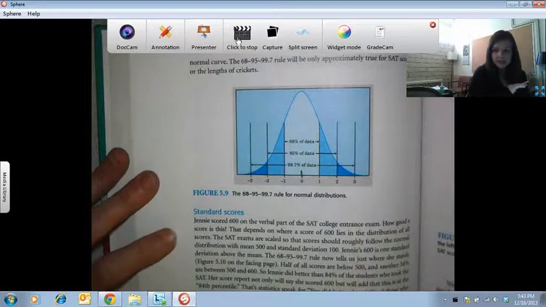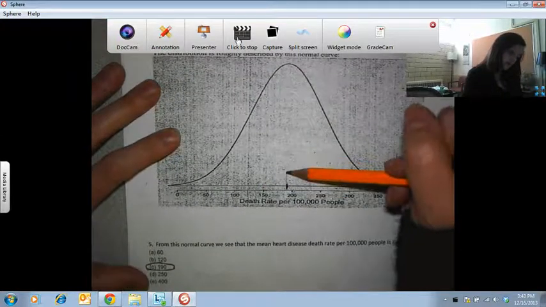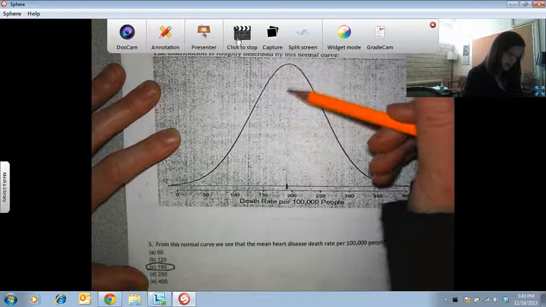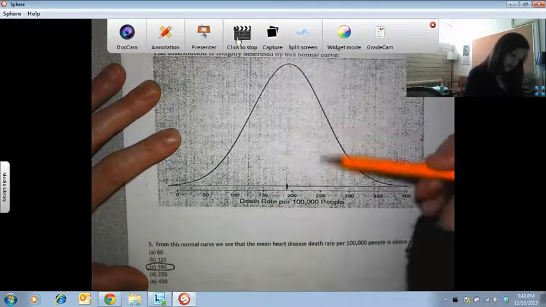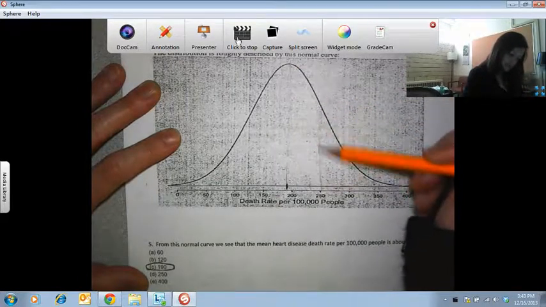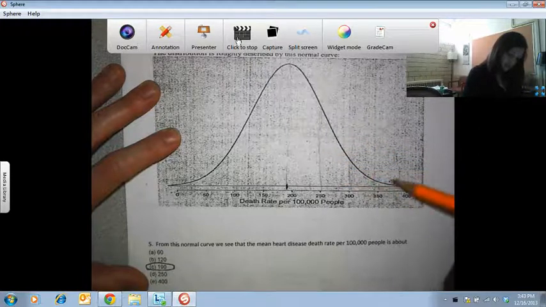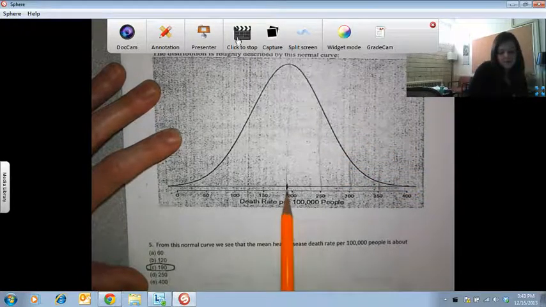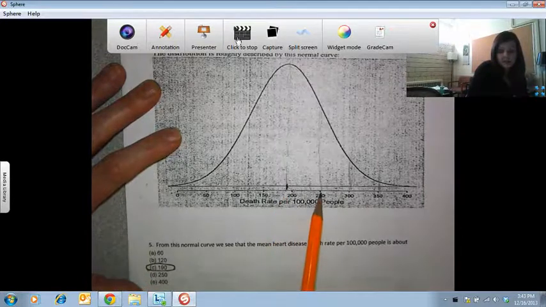The book and the test just want you to eyeball this. So you look, and I'm going to say, if this is my mean, then maybe approximately here is a standard deviation. Okay? So from a little bit before 200 to maybe a little bit after 250, the number that's going to best match that is going to be B, 65. Okay? That distance there.